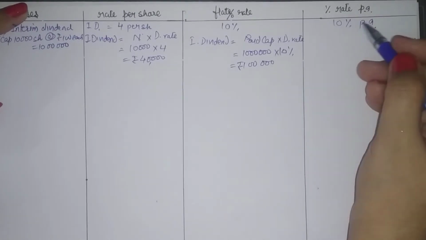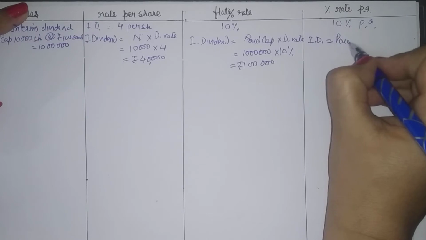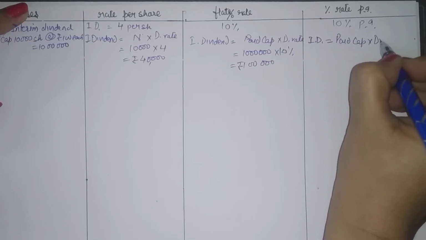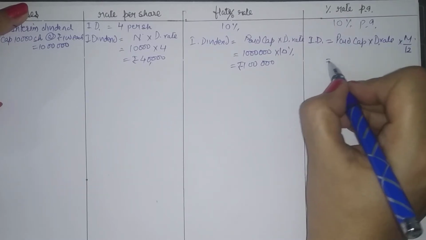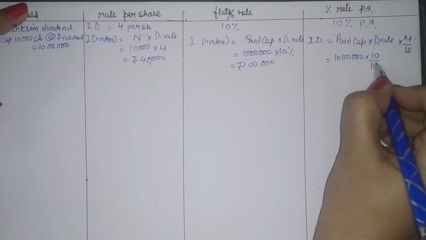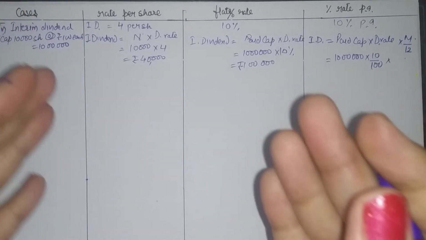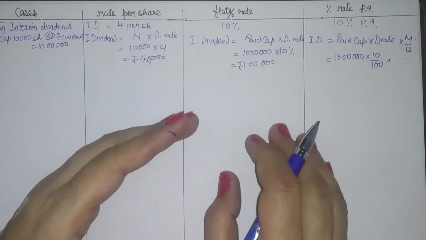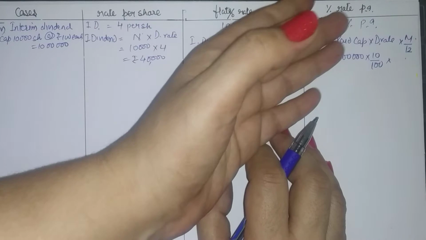Now when the rate is given per annum, then we are to consider the number of months. So paid up capital into dividend rate into number of months upon 12. So your paid up capital is still 10 lakh, rate is 10% per annum, but number of months will be measured up to the date on which you are giving the dividend. So on that date, how many months have passed in a particular year.